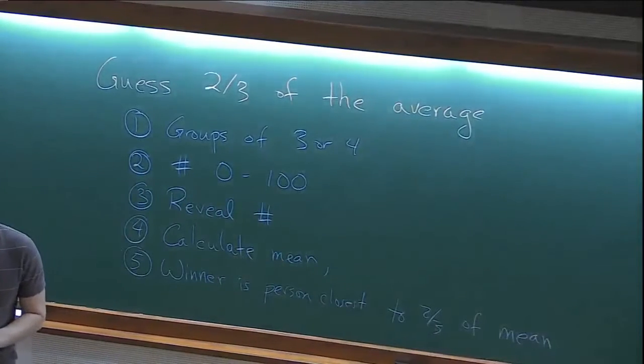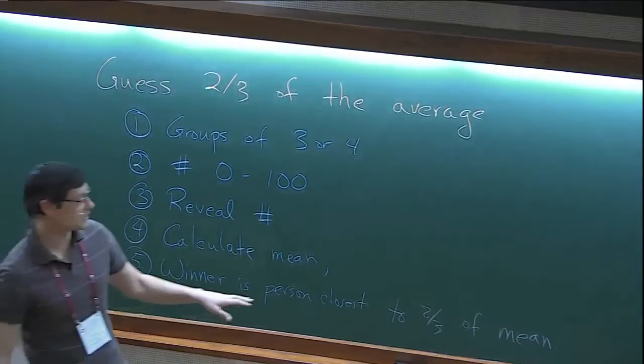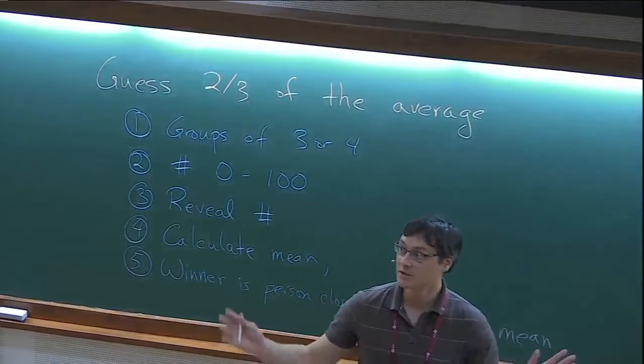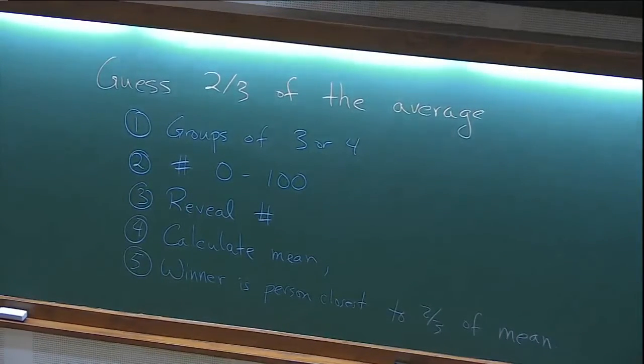Do you understand what's going to happen? You're going to get in groups of 3 or 4. Think about what you want to do. You're going to write down a number secretly, then reveal it. Your goal is to be closest to 2/3 of the mean of the numbers that are reported within the group. We don't want to use up too much time, so let's start.